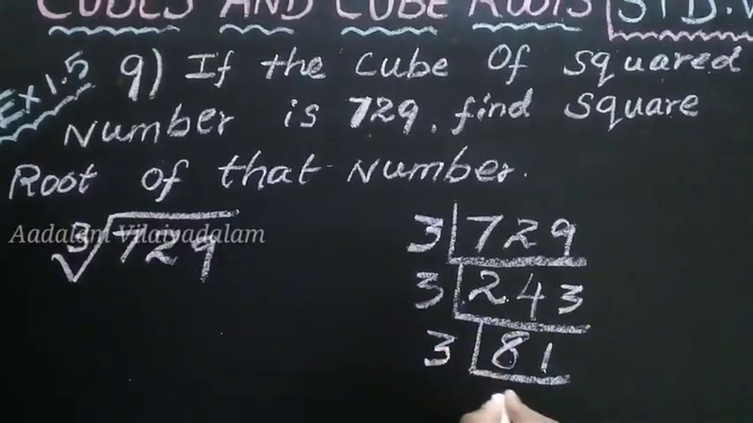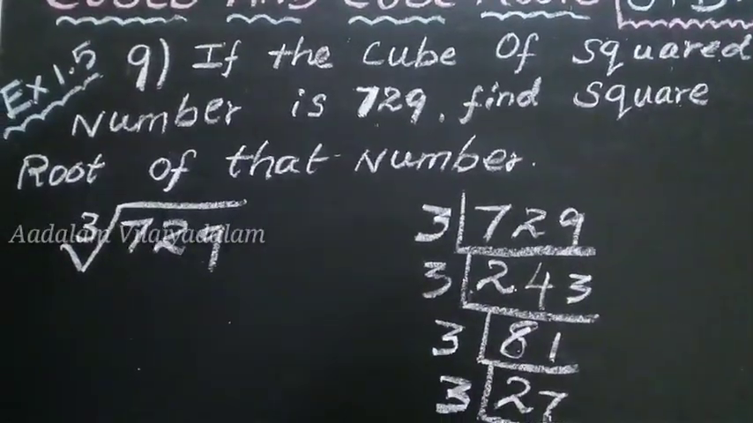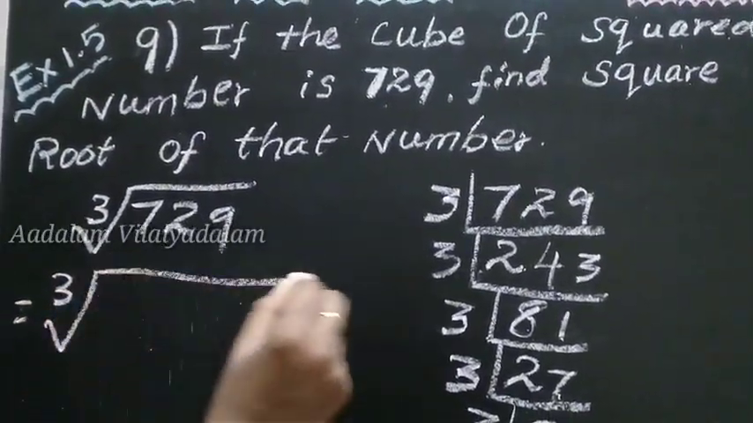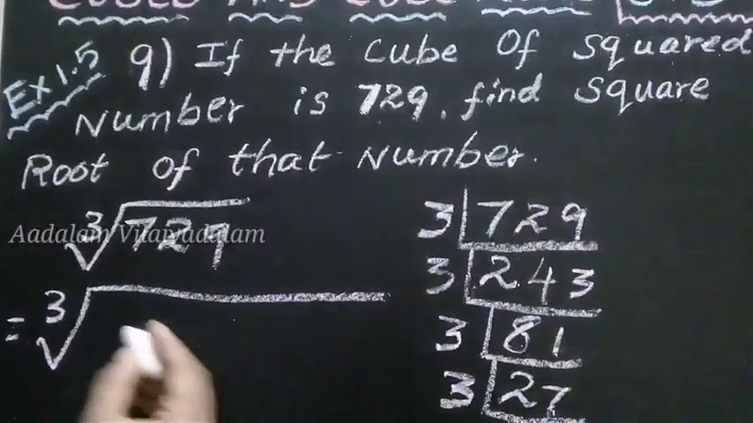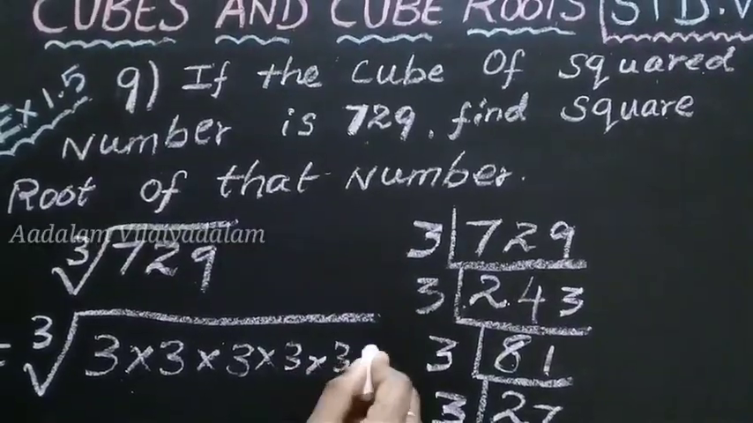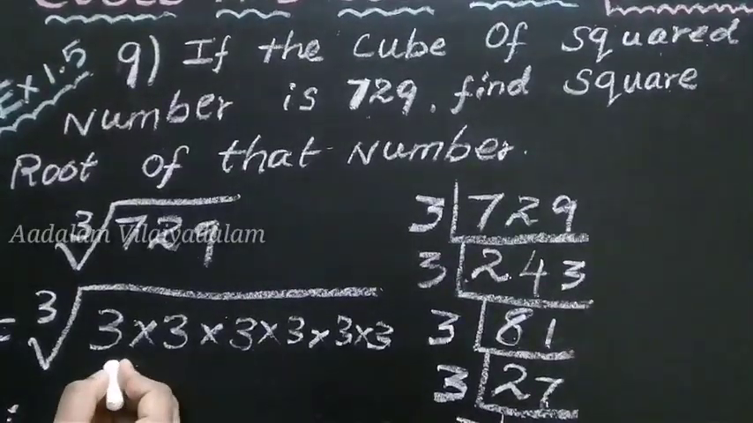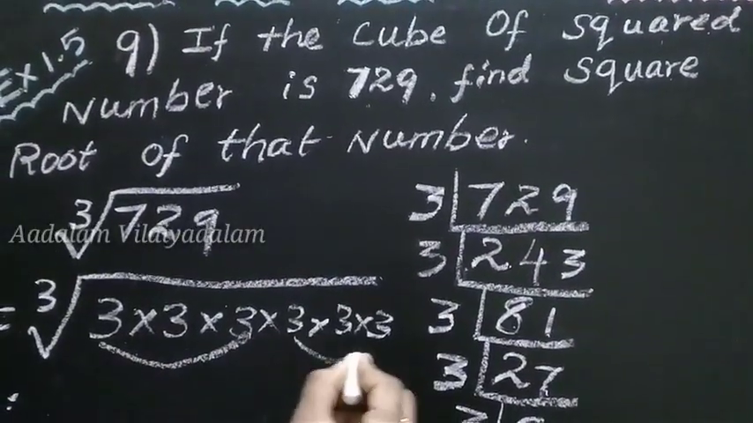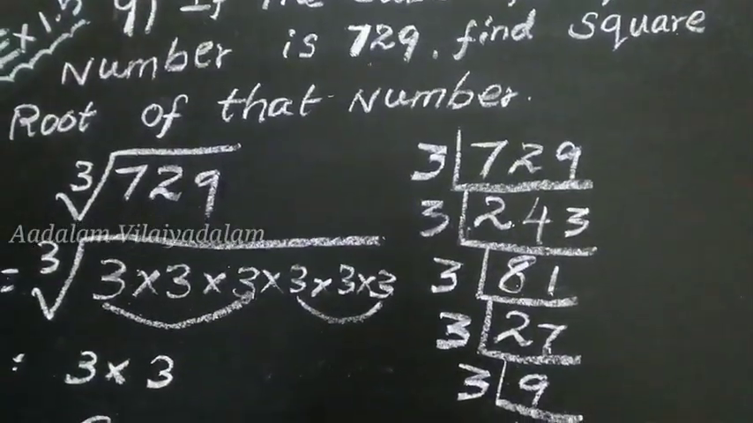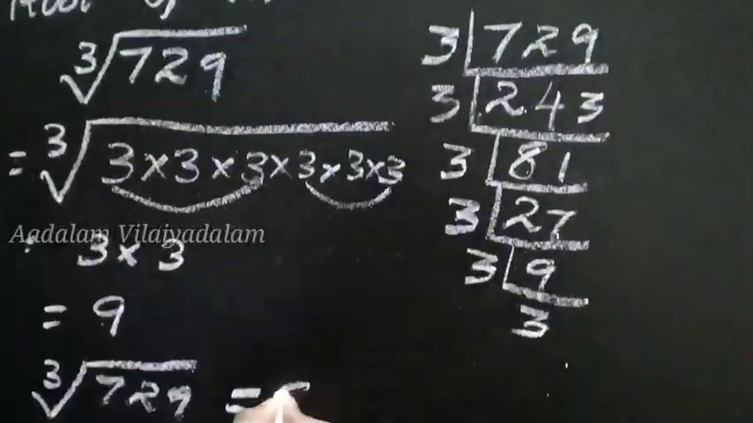So 3 table, 27, 3s are 81. So 3 table, 9, 3 3s are 9. So the cube root of 729. How many 3s here? 6 3s. So 3 into 3, 3 into 3, 3 into 3. Cube root means what is the meaning here? Choosing one number from each triplet. So the answer is 3 3s are 9. So the cube root of 729 is equal to 9.